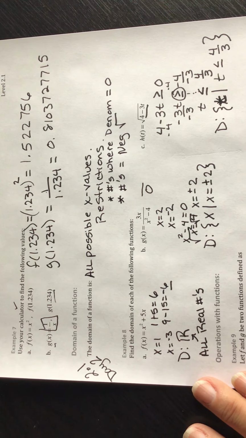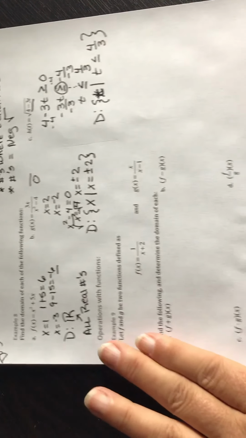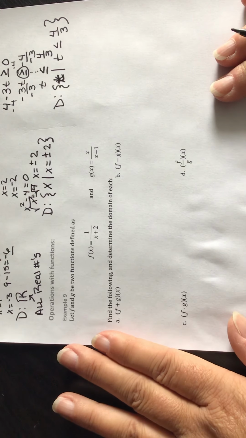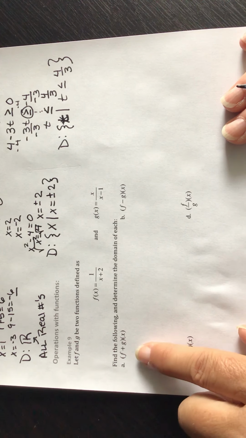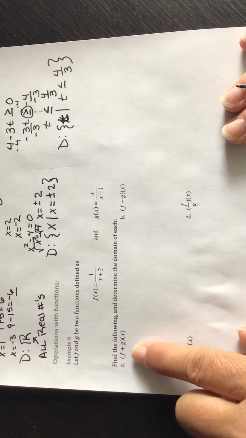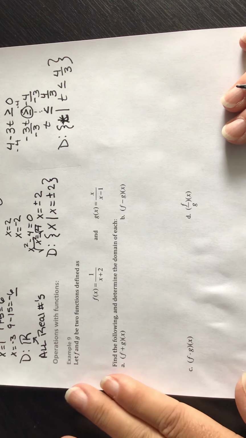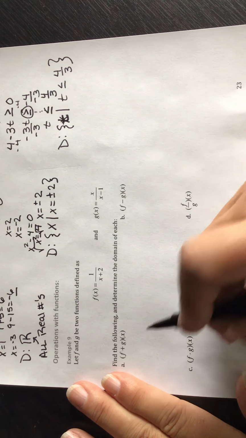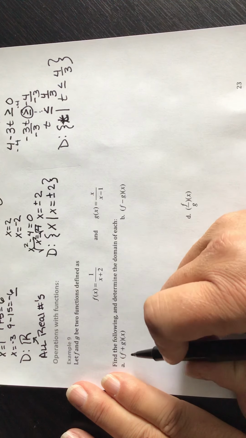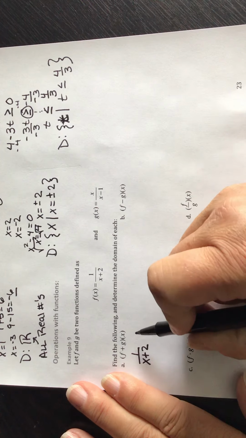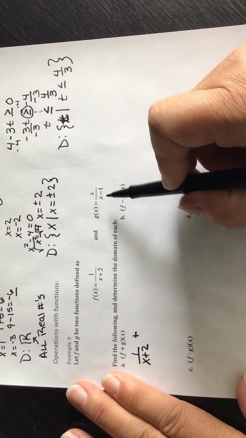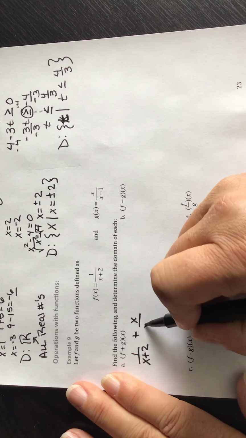In this last section down here, we're going to see two functions, and we want to perform some operations on those functions. So this first one says, I want to take the f and the g function and add them together. So if I rewrite this sentence as 1 over x plus 2, and I'm adding that to the g function, which is x over x minus 1.